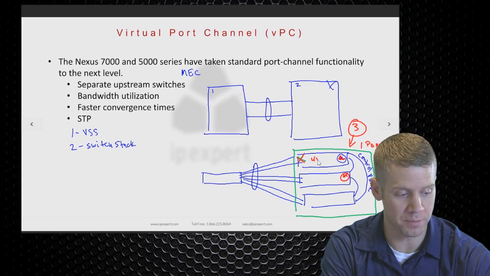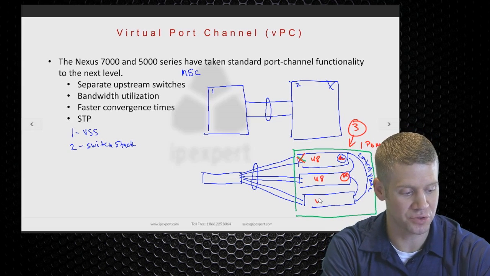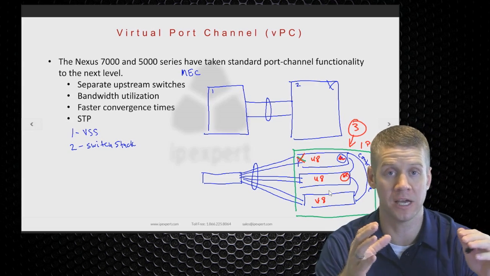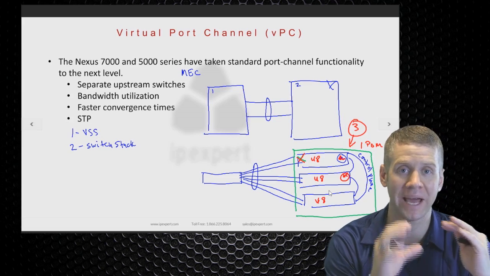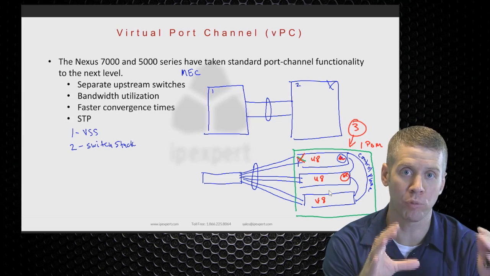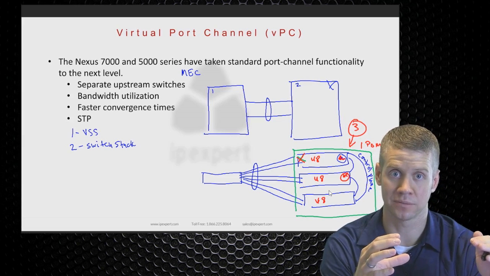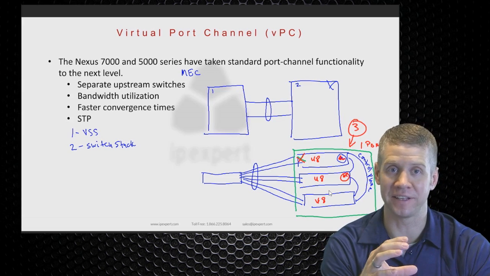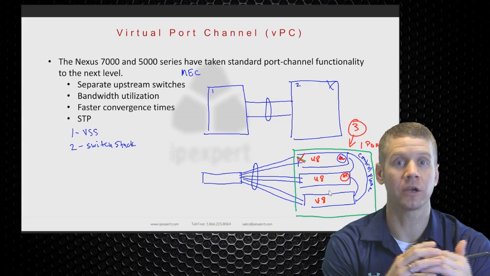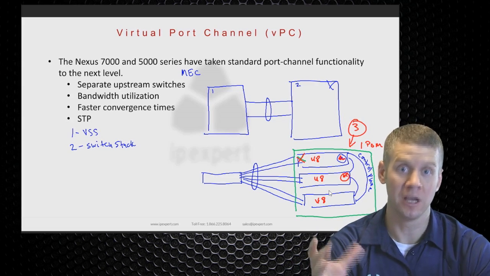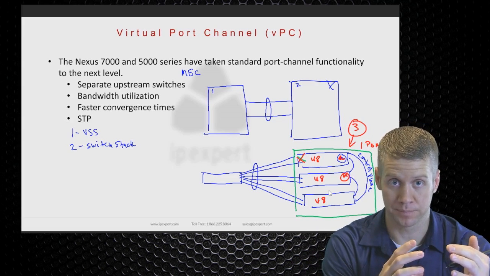If these were each 48 ports, that's 48 times 3. I don't know what the math is right off the top of my head. But we're managing triple the number of ports that we would on a single device, okay? And we could have up to 9 of these in a stack, okay? So we can greatly expand our port density while keeping that single point of management, okay?